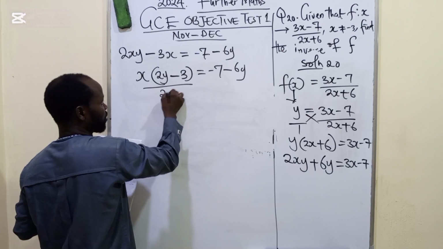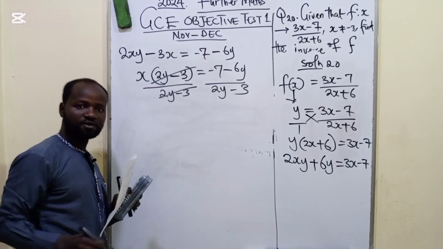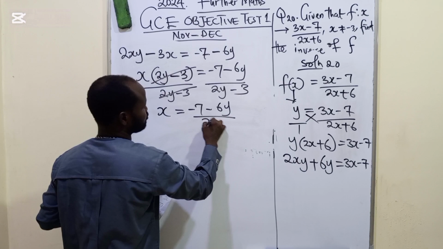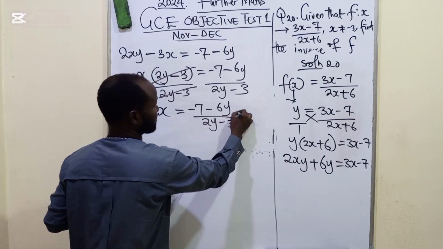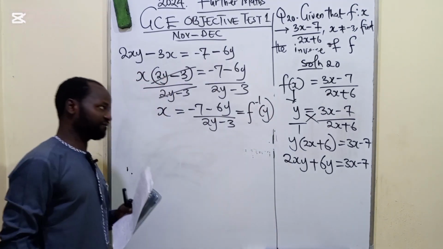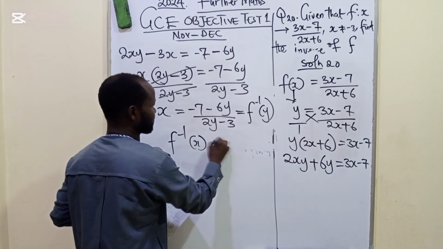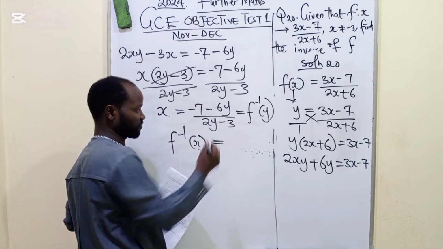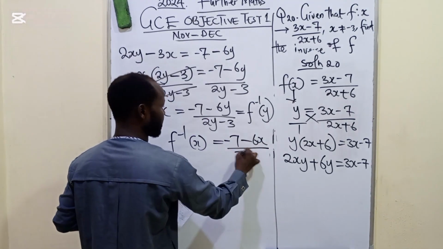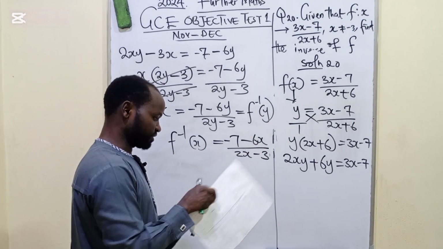Let's divide both sides by 2y minus 3. We're left with x now will be equals to minus 7 minus 6y divided by 2y minus 3. This is now f inverse of y, but we're looking for the f inverse of x. F inverse of x now will be, we interchange anywhere we see y here, we replace it with x. That's what it means. Very simple. This will be minus 7 minus 6x divided by 2x minus 3. This will be the solution to question 20.